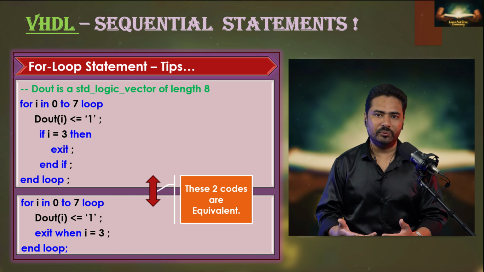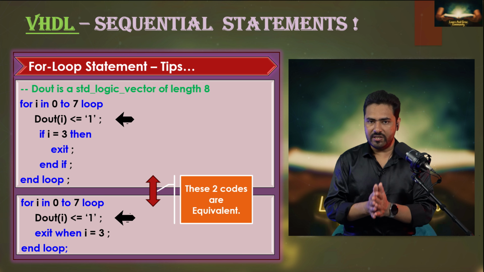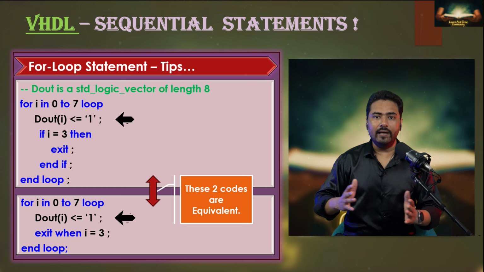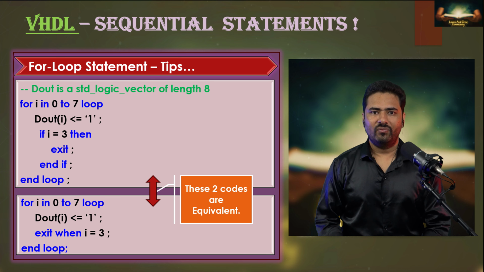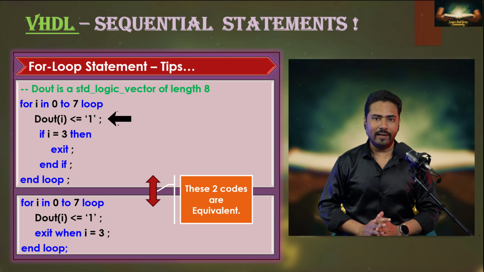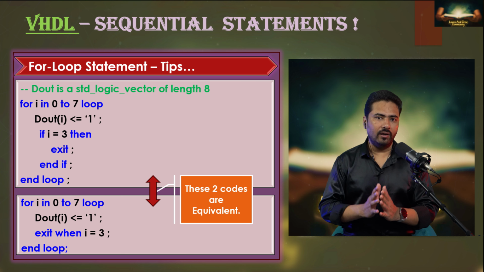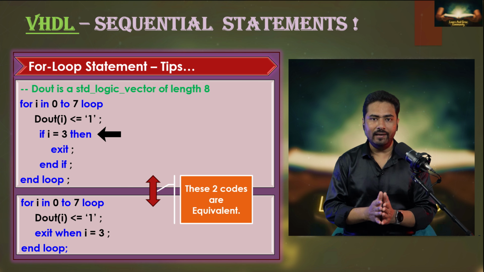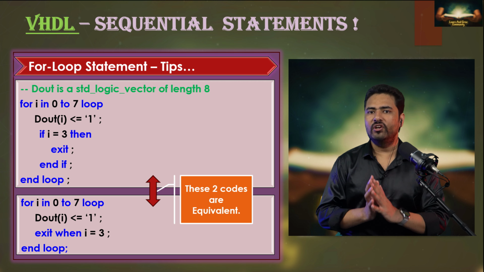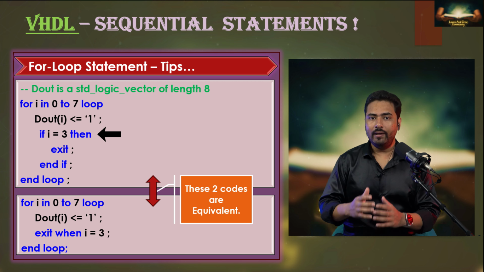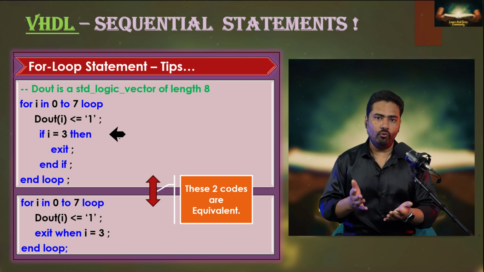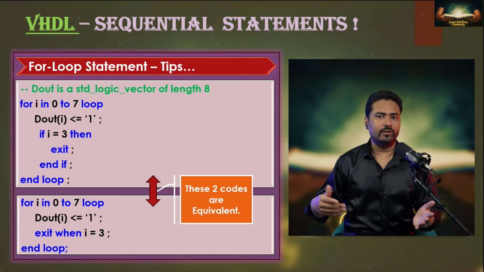So here is a simple code. Note that this time we have Dout, which is an std_logic_vector signal and it is 8 bits long. So our code is for I in 0 to 7 loop, Dout(I) gets the value of 1. If I equals 3, then exit; end if; end loop. So we specified the condition that when I equals 3, then exit the loop. You can see that the if condition is true when I equals 3, so we exit the loop.